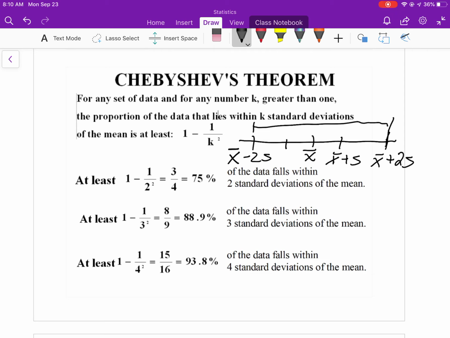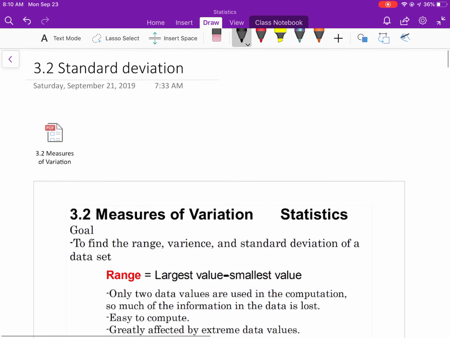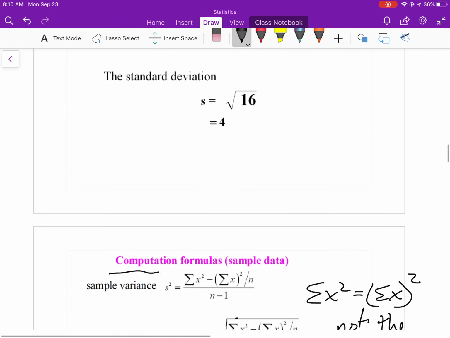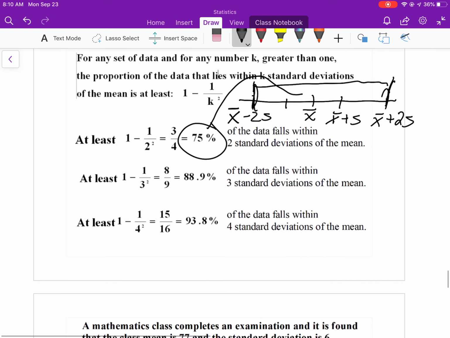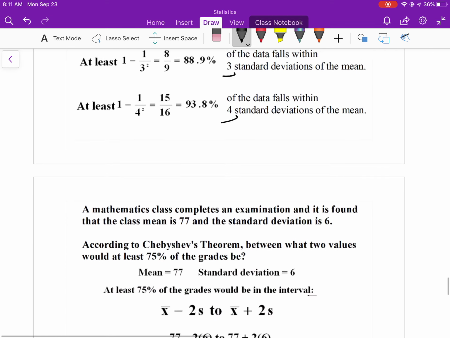That means that at least 75% of the data would fall between those two numbers. And if I want 3 standard deviations away, I put in 3 for k. In fact, I should back up a little bit. That 75% came from the fact that if I put in a 2 for k, I get 1/4. 1 minus 1/4 is 3/4, and there's 75%. 1 minus 1/9 is 8/9, which is 88.9%. 1 minus 1/16 is 15/16, so 93.8%. That's for 2, 3, and 4. You can go beyond that with 5 as well.